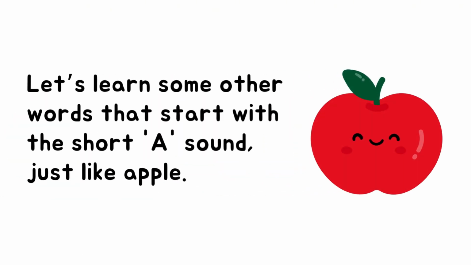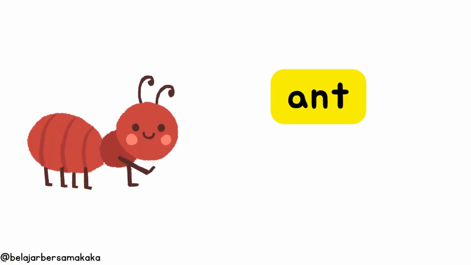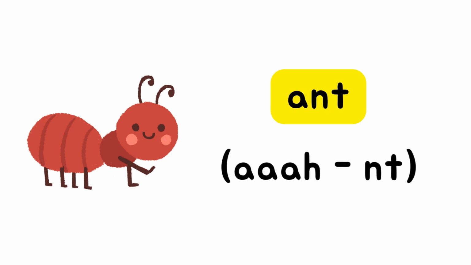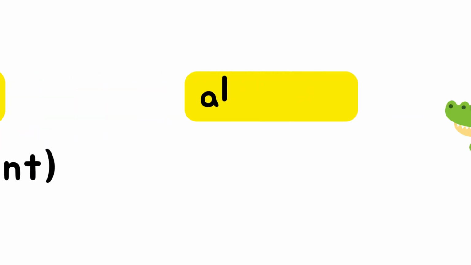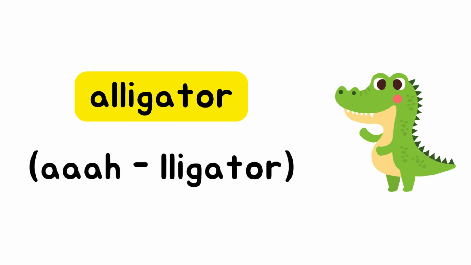Now, let's learn some other words that start with the short A sound, just like apple. First, we have ant. Can you say it with me? Ant. Good job! Next is alligator. Repeat after me. Alligator. Great work!